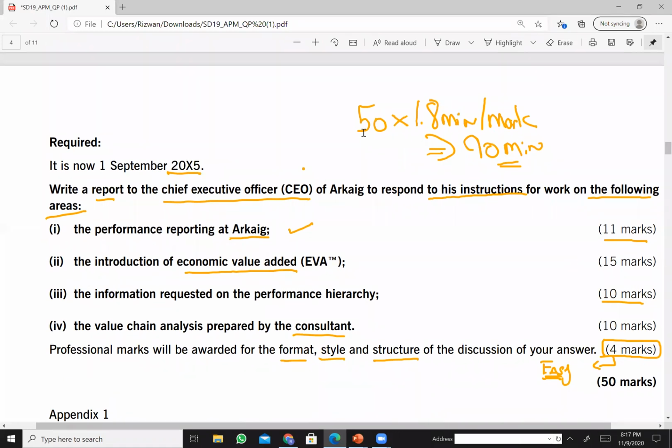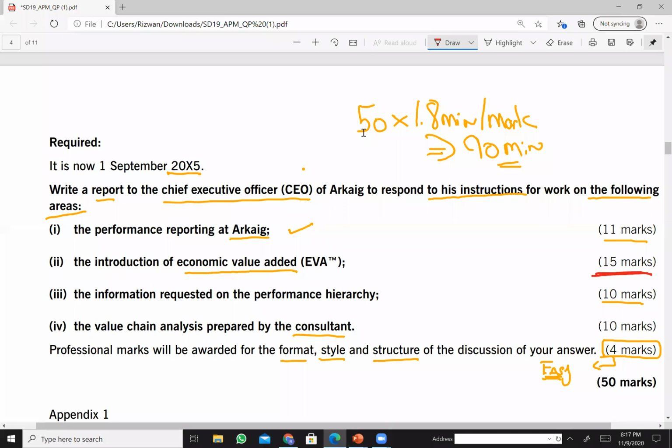Now, the second requirement is the introduction of EVA for 15 marks. A very important requirement. Normally, EVA is tested a lot in terms of calculation, but right now, the thing that is concerning me is the marks. It's not 2 marks, it's not 5, it's 15 marks. So here I need to tell you how to get more and more marks. How can you get more marks? This is my concern here.